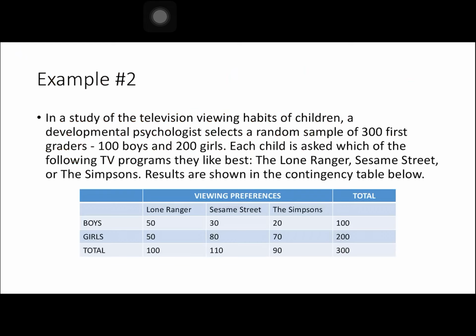For the boys, we have 50 favorable to Lone Ranger, 30 for Sesame Street, and 20 for The Simpsons. For the girls, 50 are favorable to Lone Ranger, 80 for Sesame Street, and 70 for The Simpsons. So our N is 300. Here we can use our formula: chi-square is equal to the summation of observed minus expected, squared, over expected. Since we have 3 columns.